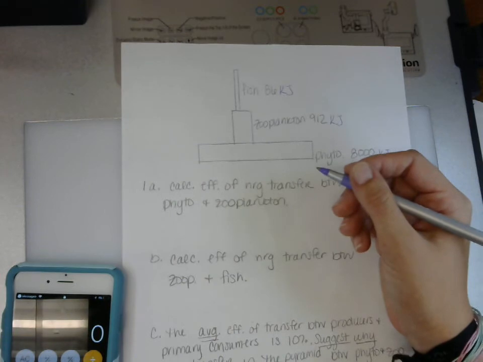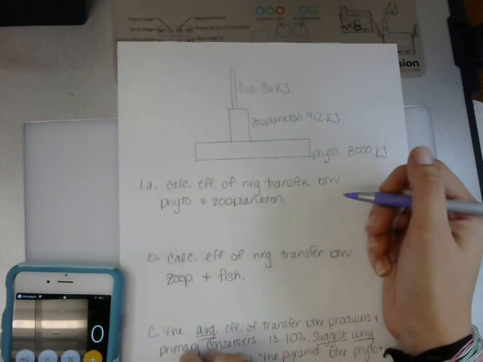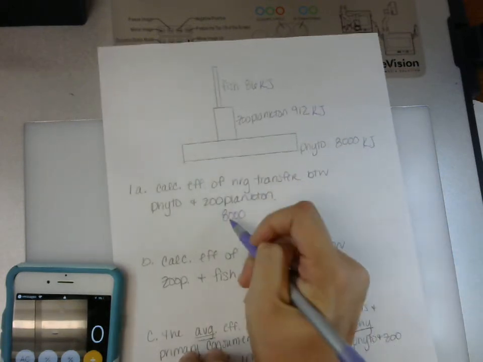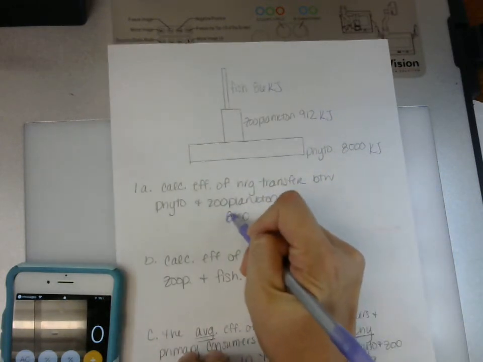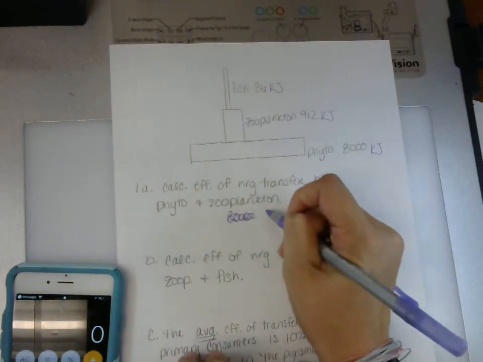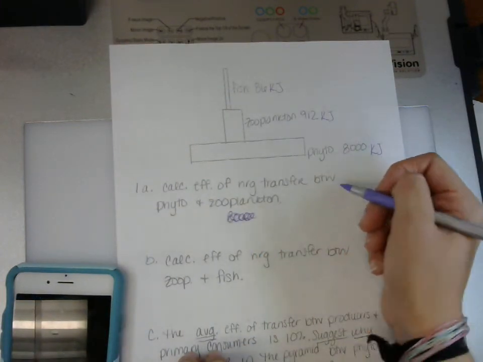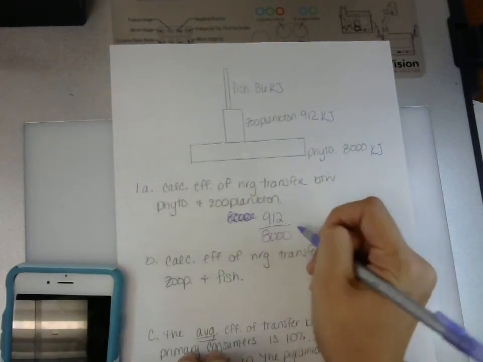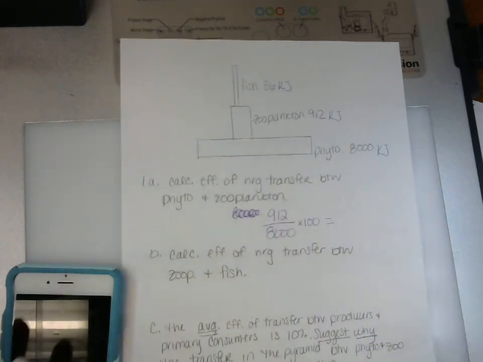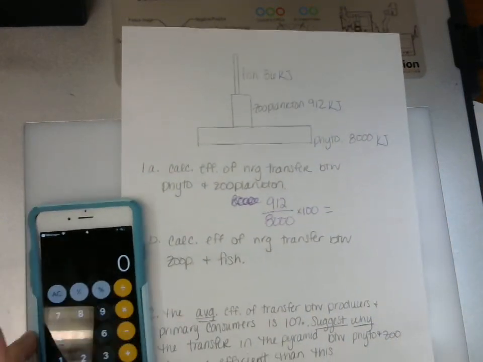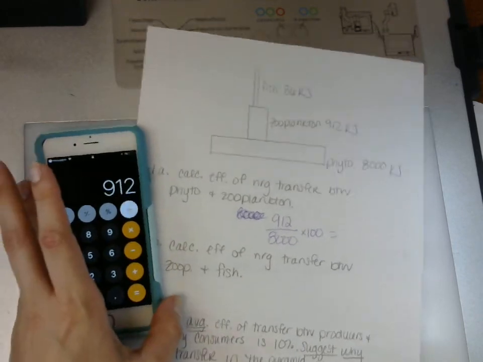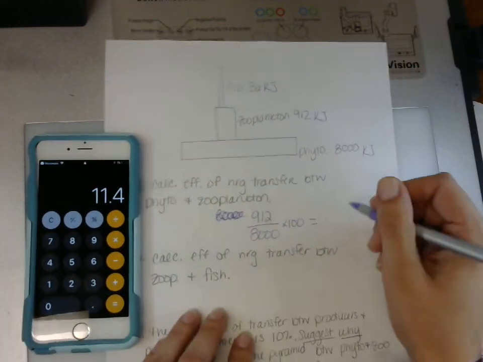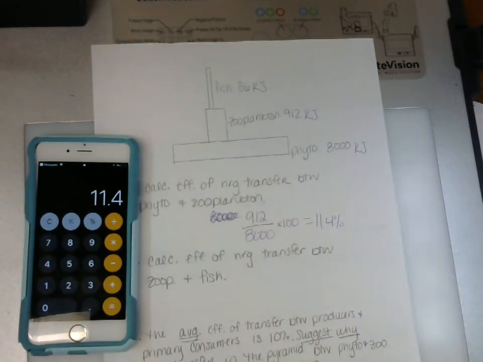Okay, the phytoplankton is 8,000. And I'm already doing it wrong. It's new trophic level over previous trophic level. So 912 over 8,000 times 100. Okay, it's 11.4%.